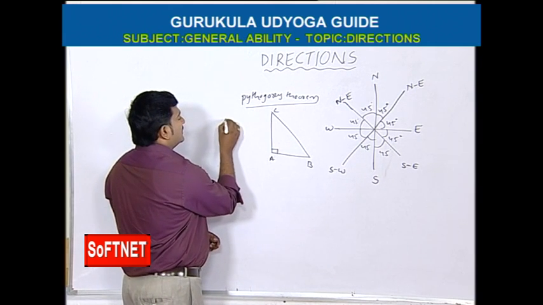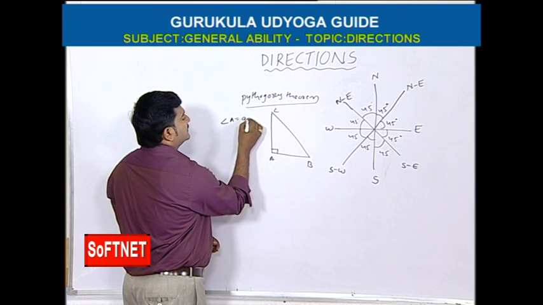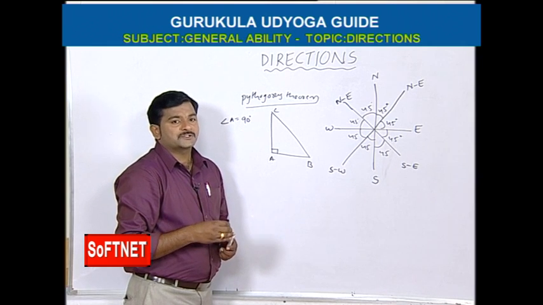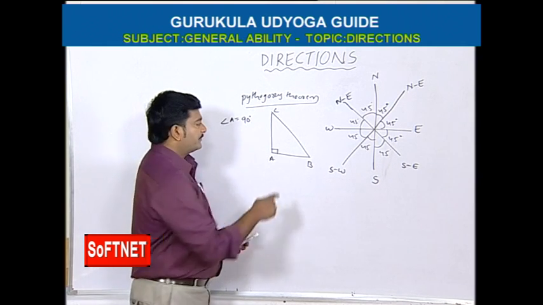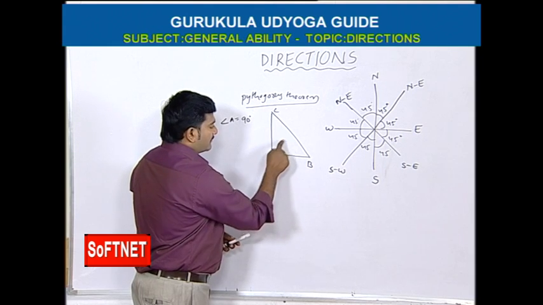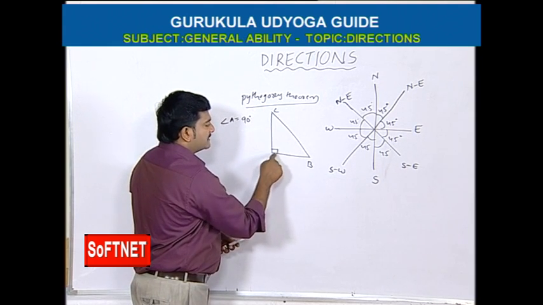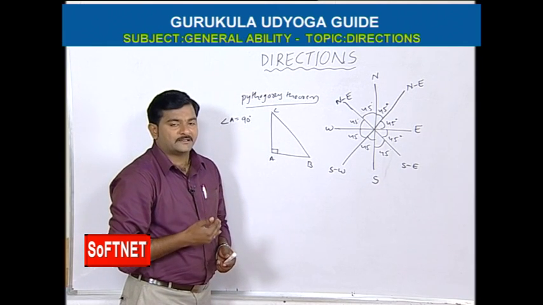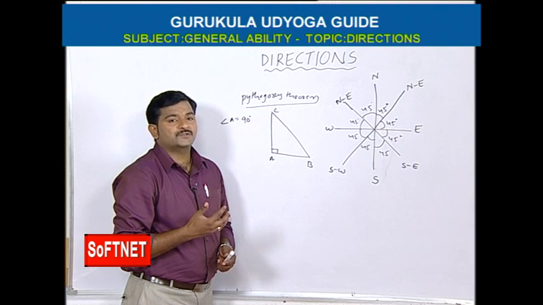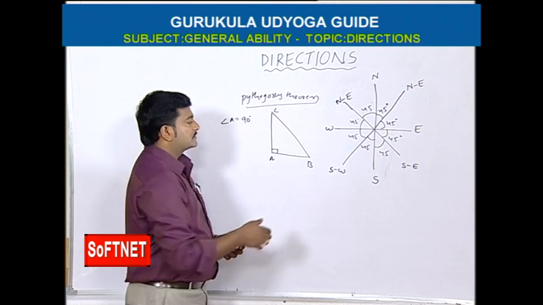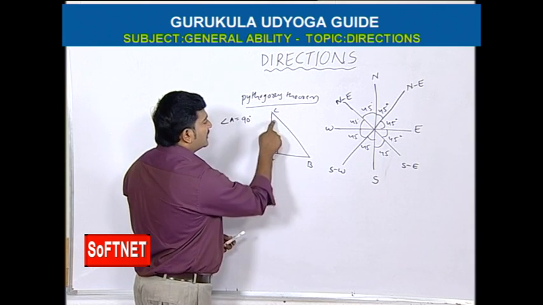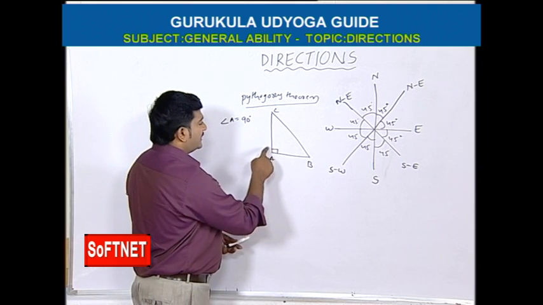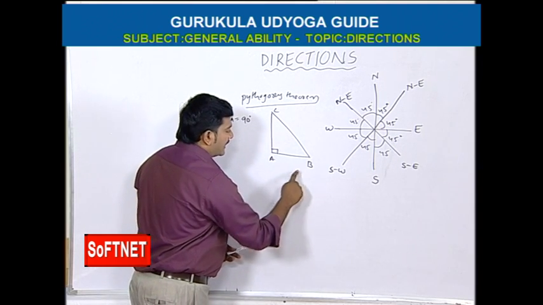What does it mean? Here angle A is equal to 90 degrees. Usually in a right angle triangle, the side which is opposite to 90 degrees is called the hypotenuse. Which side is opposite to 90 degrees here? BC side is opposite to 90. That's why BC is the hypotenuse. The remaining two sides are AC and AB.